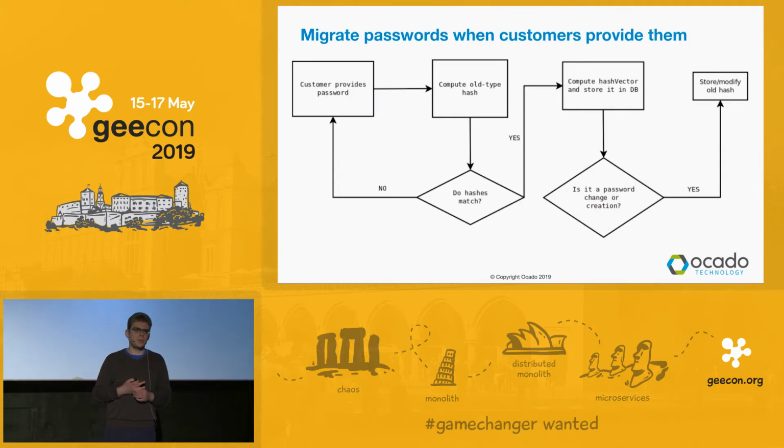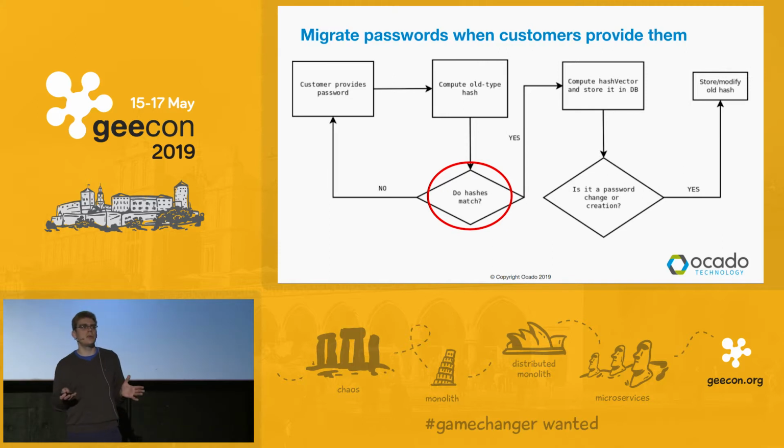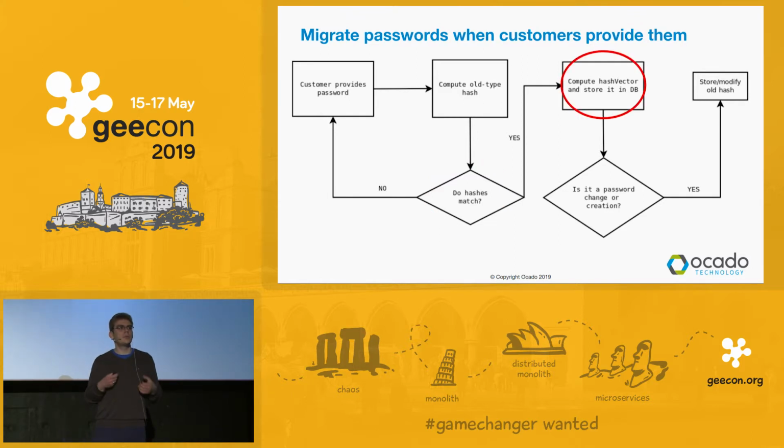About migrating passwords when customers provide them. So let's go through this process, how it works. Okay, customer provides password, easy stuff, web form, username, password, right? We're computing the old type hash. We're acting on the old type hash, checking whether it matches or not. An obvious part, if it doesn't, error. If it does, we compute hashVector because we know we have the plain text password.